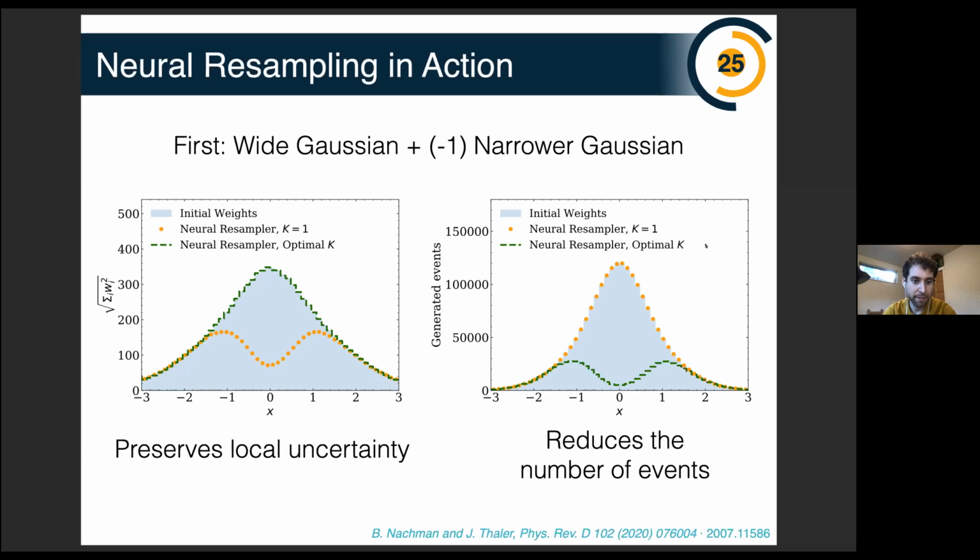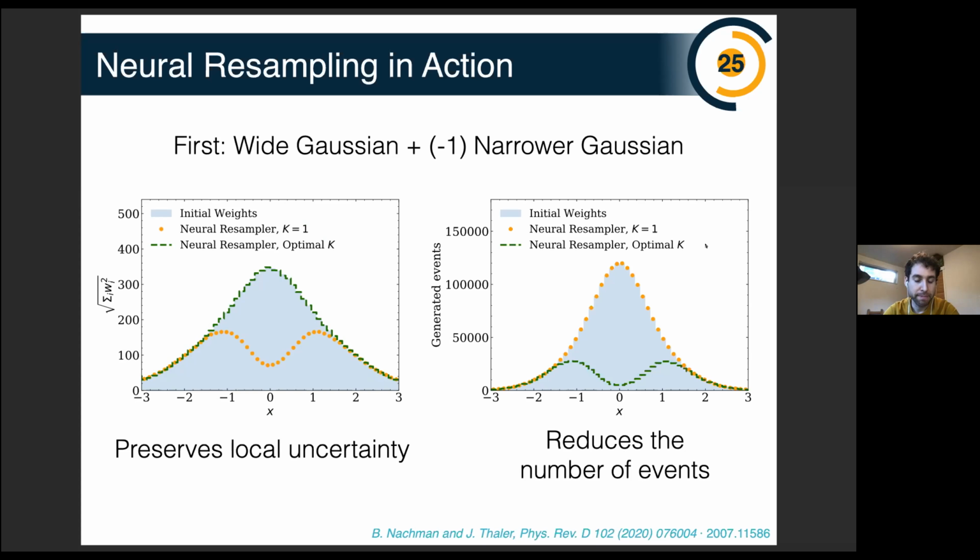And as you expect, the negative weight events contribute just as much to the sum of the squared of the weights as the positive weight events. And so this distribution here doesn't drop in the middle, it's just the same.